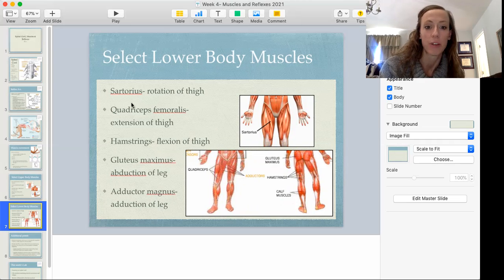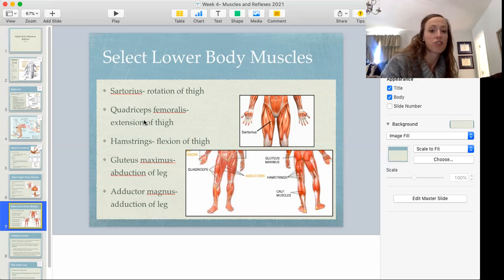So like I had said, if you were rotating your thigh, if you're grinding something into the ground with your toe, I don't know why you would do that, but just in case, that would be mediated by your sartorius, and the movement is a rotation of the thigh, okay? Grinding something with your toe. And then you can have extension or flexion of your thigh, and these were the muscles that were responsible for the knee-jerk reflex as well. The quadriceps is responsible for extension of your thigh, and the hamstring is responsible for flexion of the thigh.